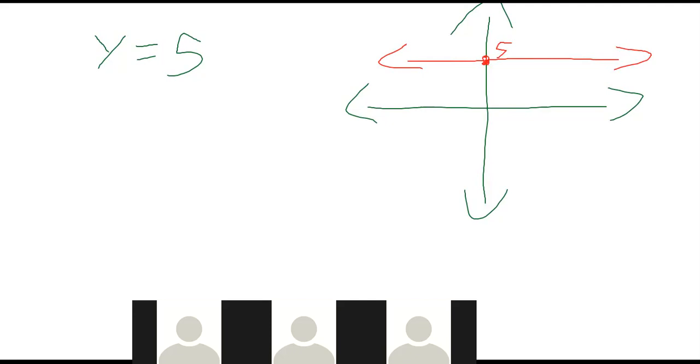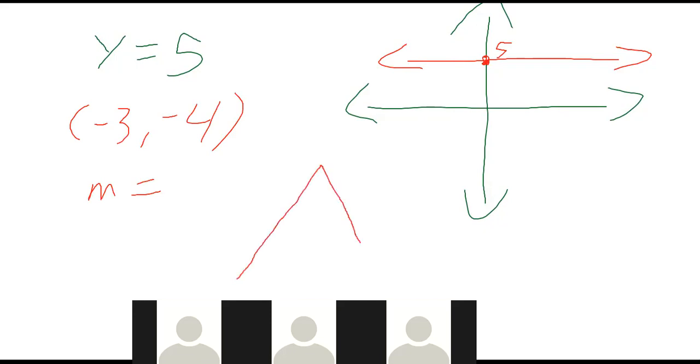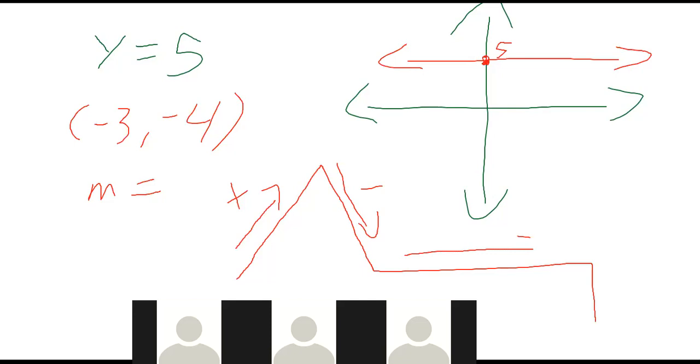Let's say again, we want to go through the point -3 and -4. Can we remember what kind of slope these horizontal lines would have? If you remember from last year, we did that ski guy. He went up, then down, then up. When you're going up, the slope is positive. When you're going down, the slope is negative. If it goes straight down, that's called undefined. But what about when it's straight across? What kind of slope would that give us?